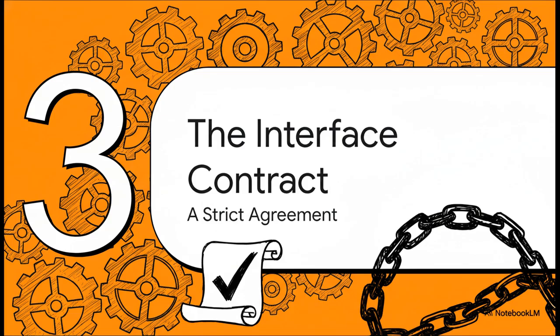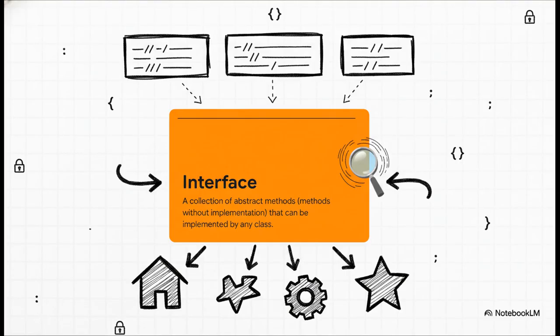Okay, let's switch gears to our second tool. If an abstract class is that flexible blueprint, then an interface, well, an interface is a strict, unbreakable contract. You see, an interface takes abstraction to a whole new level. It is purely a collection of method signatures, just the names and parameters. It makes a very simple, very powerful promise. Any class that says it's going to implement this interface has to provide its own code for every single method on the list. No exceptions.